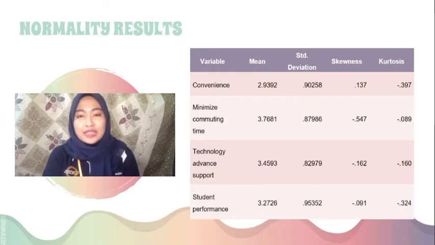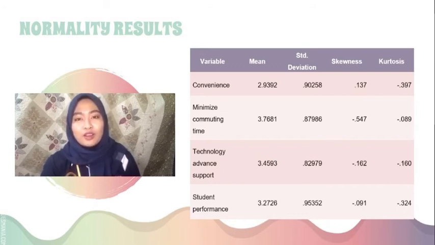Based on this table, in terms of the normality result, it shows the impact of each independent variable, which are convenience, minimized commuting time, and the technology's advanced support, on student performance during online learning. According to Mardia 1985, to show a normal distribution, the value of skewness should fall within the range of -2 to +2. Otherwise, the distribution departs from normality. All the tables shown are considered normal because all variables are between -2 and +2.